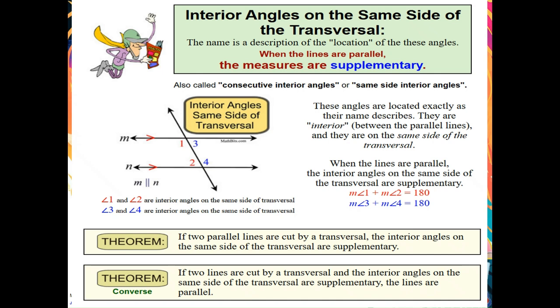Theorem: if two parallel lines are cut by a transversal, the interior angles on the same side of the transversal are supplementary. In the converse theorem, if two lines are cut by a transversal and the interior angles on the same side of the transversal are supplementary, the lines are parallel.